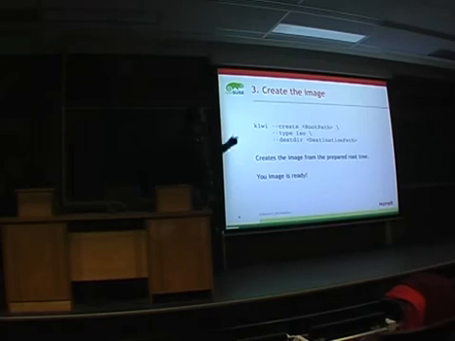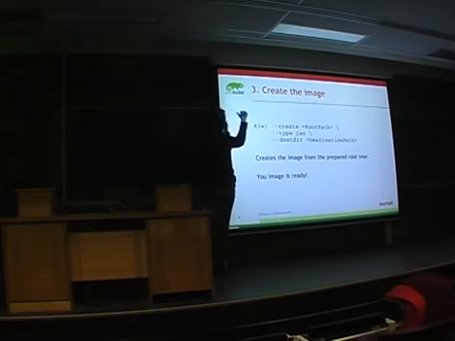So the third step, create the image, is called KIWI create, with the root path from the call before and the type you want to have, because you can, of course, configure more than one type, as I already told in the description file. In this case, we want the ISO image, and the destination directory where to put these ISO images.